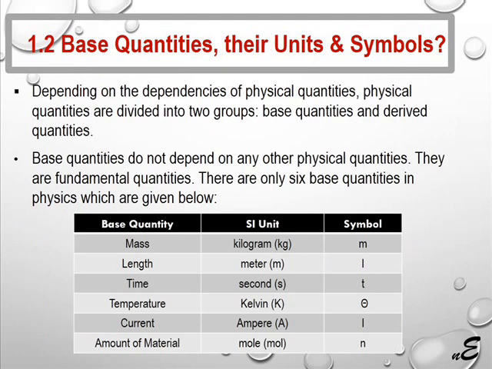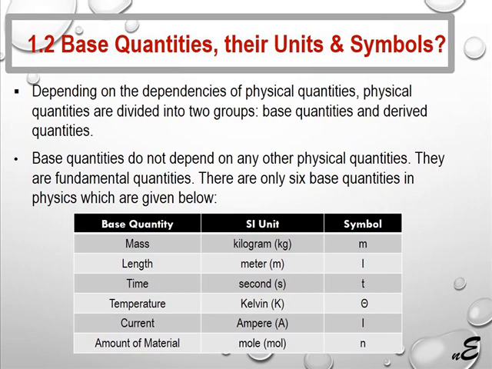1.2 Base quantities, their units and symbols. Depending on the dependencies, physical quantities are divided into two groups: base quantities and derived quantities. Base quantities do not depend on any other physical quantities. They are fundamental quantities. There are only 6 base quantities in physics, which are given below: mass, length, time, temperature, current, and amount of material.